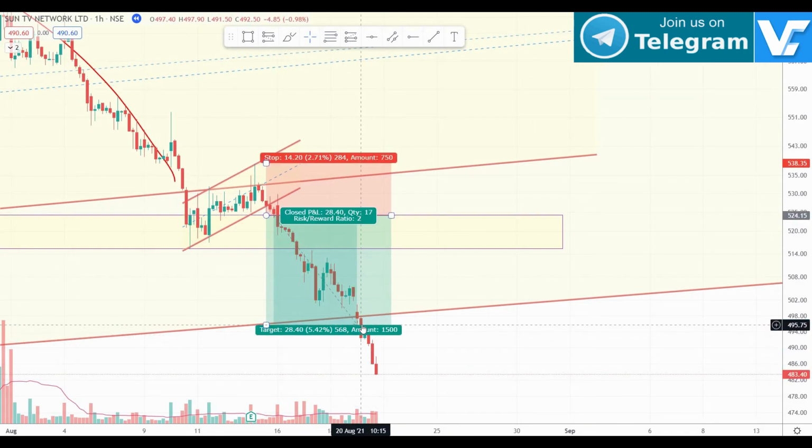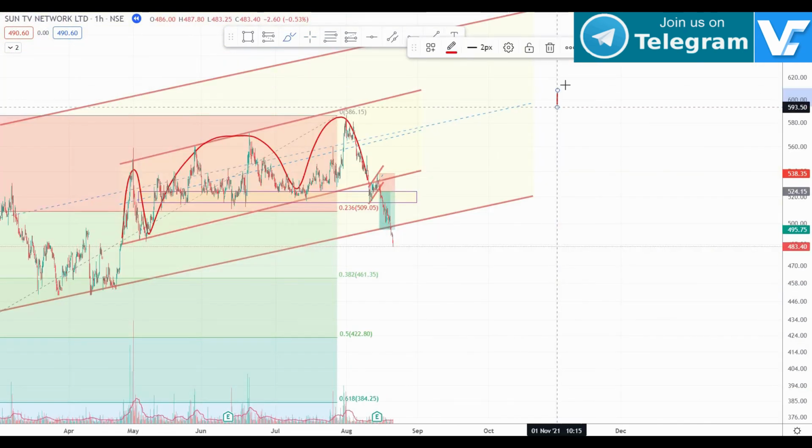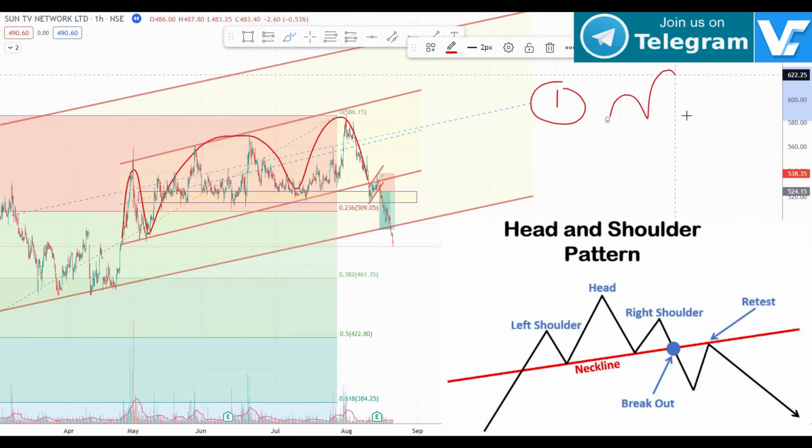We won the trade and we booked the target at 1:2 risk reward ratio. Reason behind the trade: first of all, the market is in an uptrend. We can see a trend reversal pattern, a head and shoulder pattern, and the neckline breakout happened here as well.